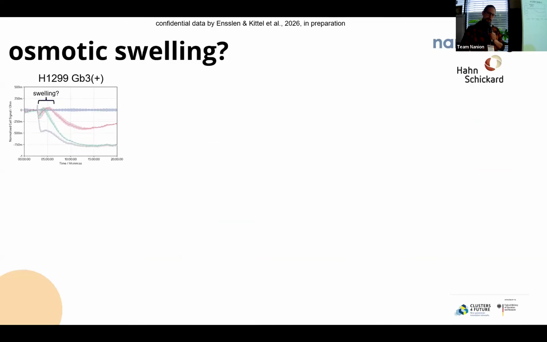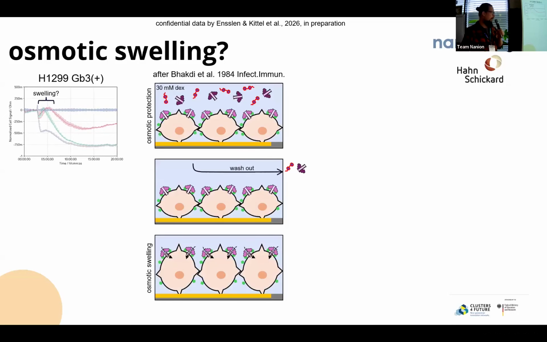So for the next experiment, we were really intrigued by this osmotic swelling, and we said maybe we can come up with an idea to control this osmotic swelling. And then we dug into literature, and we found an old paper published in the mid-80s where they used dextran as an osmotic protection agent. So we said this is actually quite nice because when we would have dextran present in our medium, the pores should still insert into the cells, but the dextran should prevent actually the osmotic swelling. But the moment we wash it out and replace the medium by a fresh medium, we could maybe cause the cells to swell on purpose.